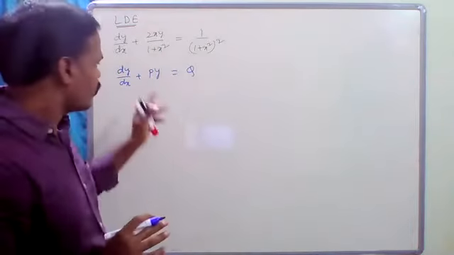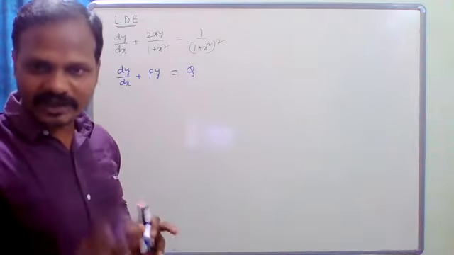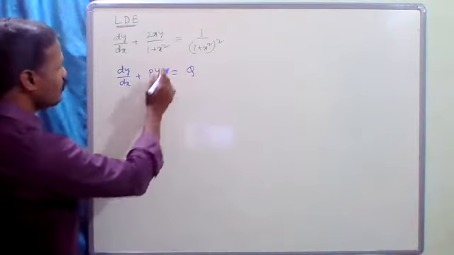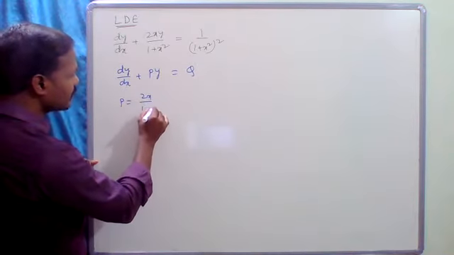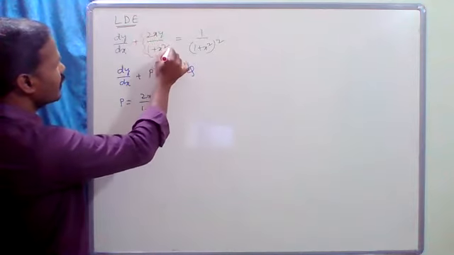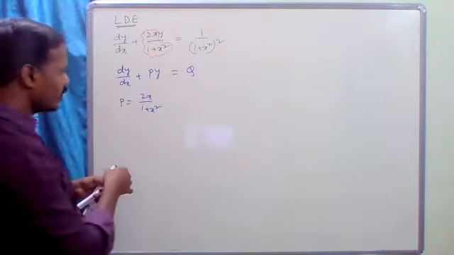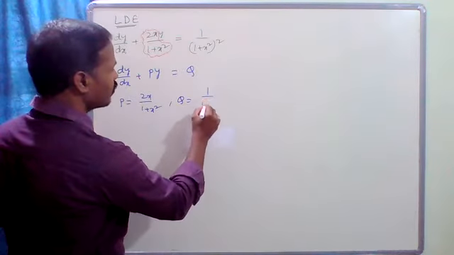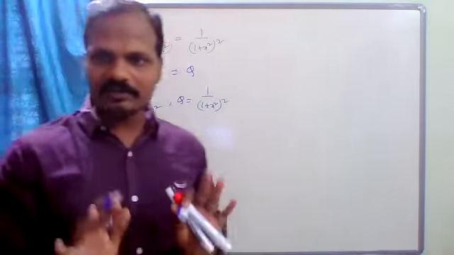Now what about p and q? P and q are constants or functions of x only. Then only it is linear. Linear differential equation. So what is p? Here p equal to 2x by 1 plus x square. P means the coefficient of y. And now what about q? So q equal to 1 by 1 plus x square whole square. So both p and q are functions of x.